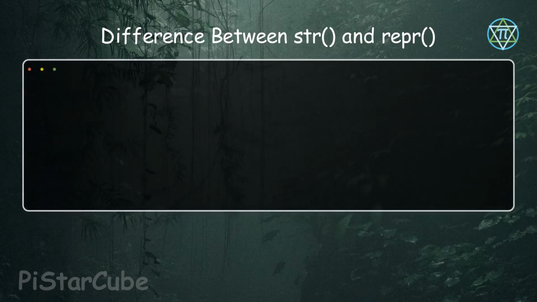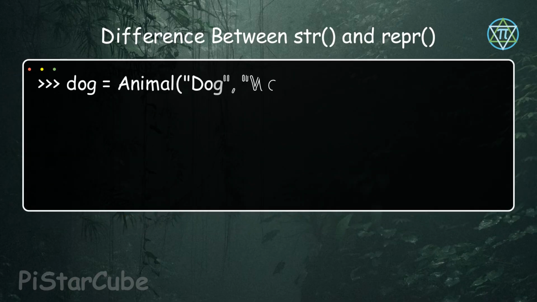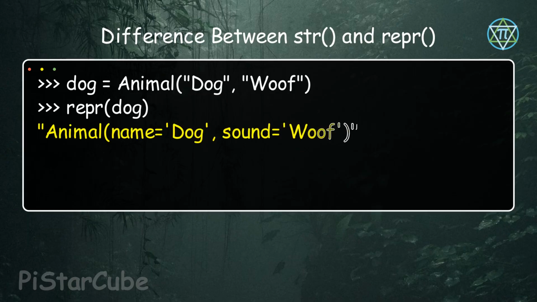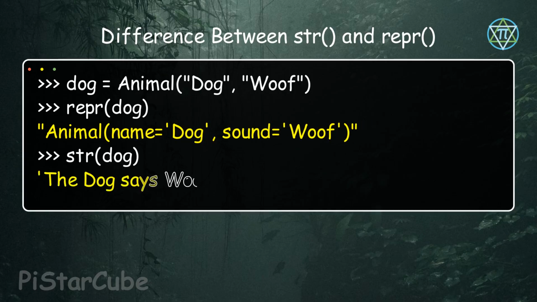Now, when we create a dog object and use repr on it, we get the official description, animal with name and sound. But using str gives a simpler message. The dog says woof. So repr is great for debugging. str is better for user-friendly display.